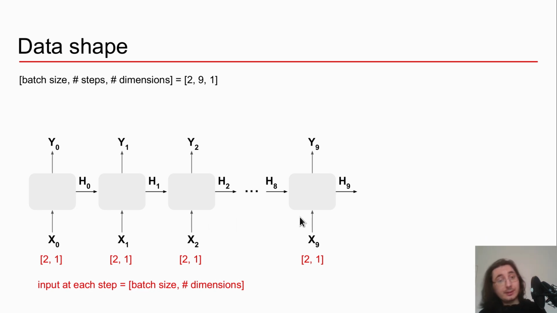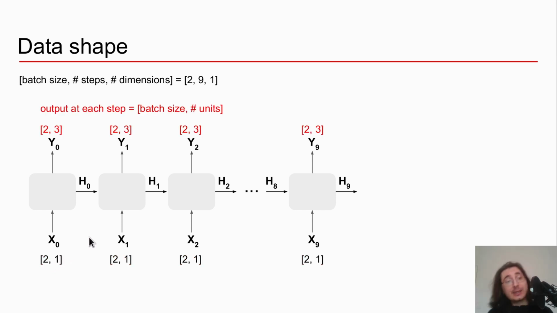Okay, so here we have our RNN, basically our recurrent layer unrolled. And as you can notice here, we have 9 steps. Obviously, it's 9 because it's the number of steps that we have in the sequence. Okay, so for the input at each step, we have a dimensionality that's equal to the batch size and the number of dimensions. So in this case, each data point has a dimensionality of 2, 1, right?